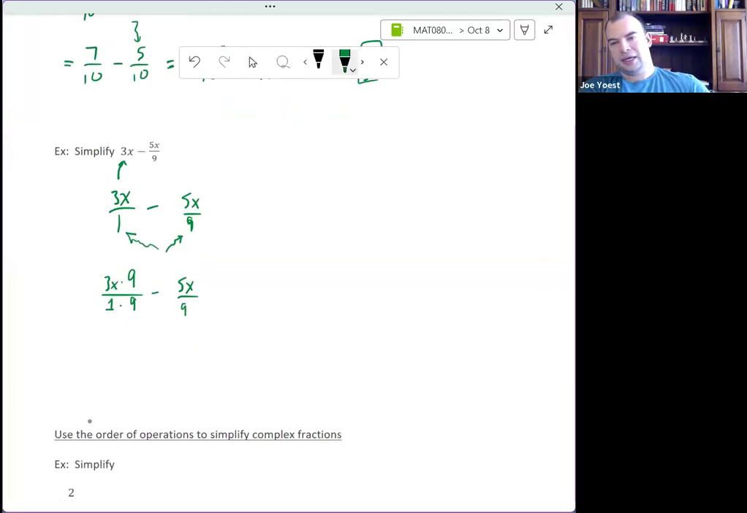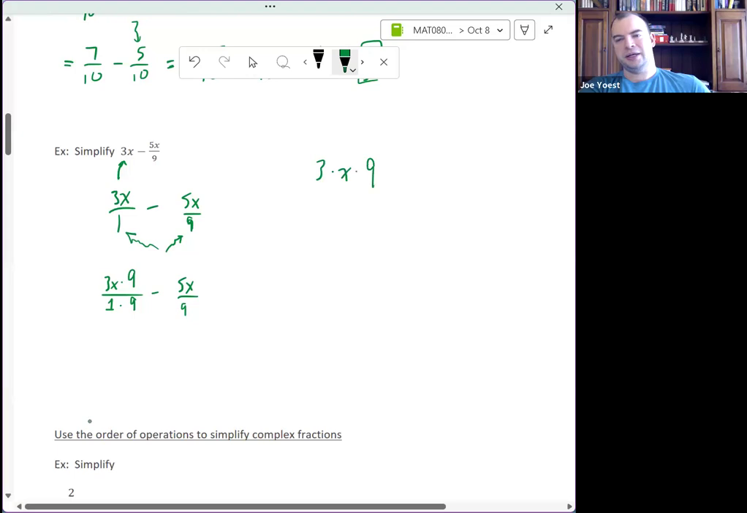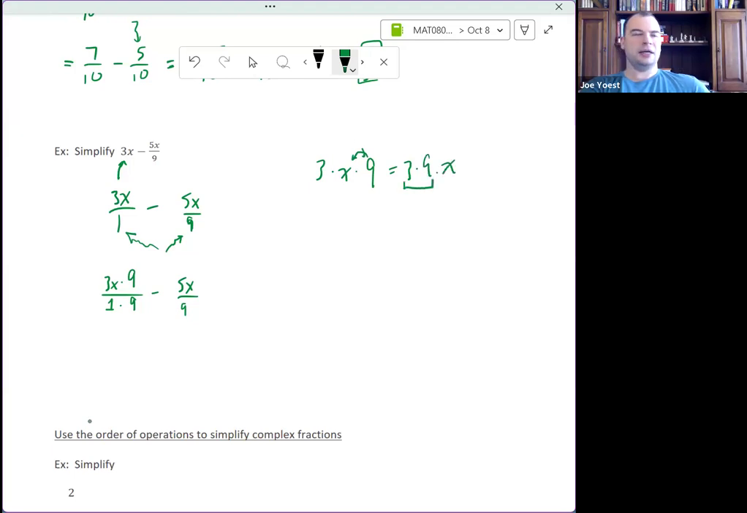And then 3x times 9 is just 3 times x times 9. But multiplication is commutative, so I can make this 3 times 9 times x, no problem there. And 9 times 3 is 27. Now I'll simplify my numerator. I have two like terms. They both have the same variable x to the same power, the first power. We don't write it when it's the first power, but it's like x to the 1 power.